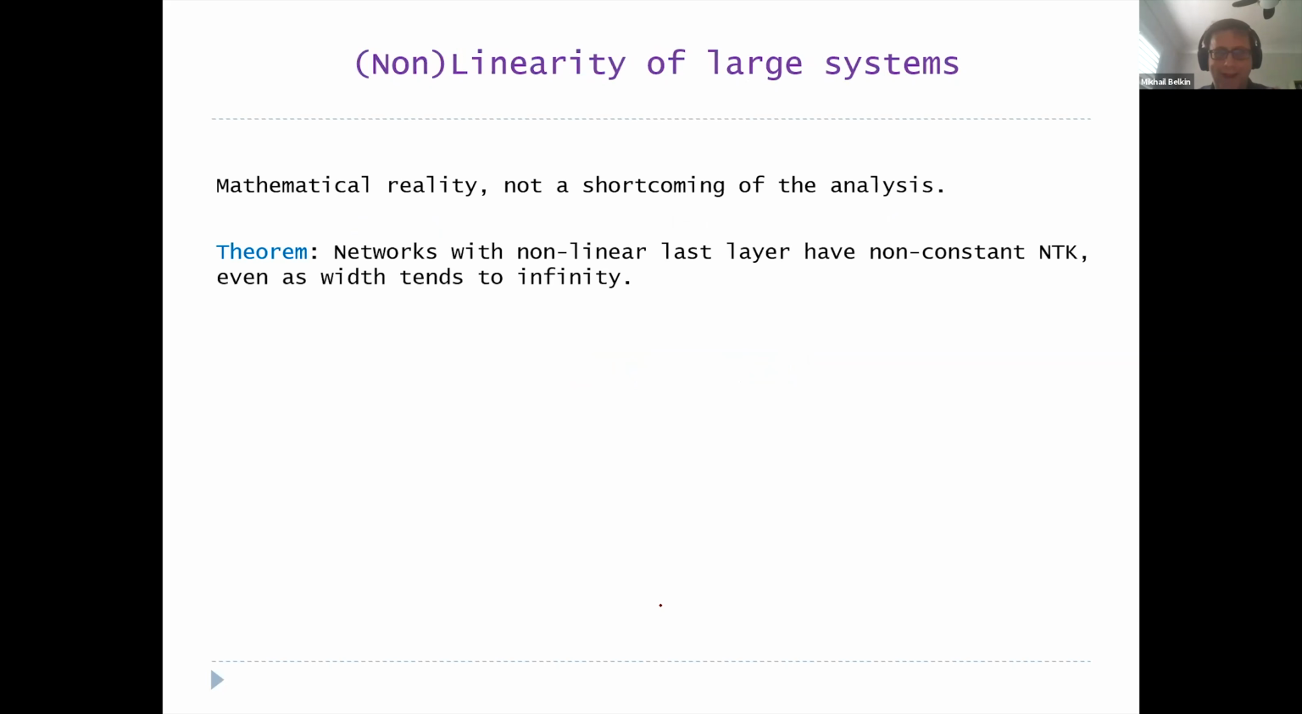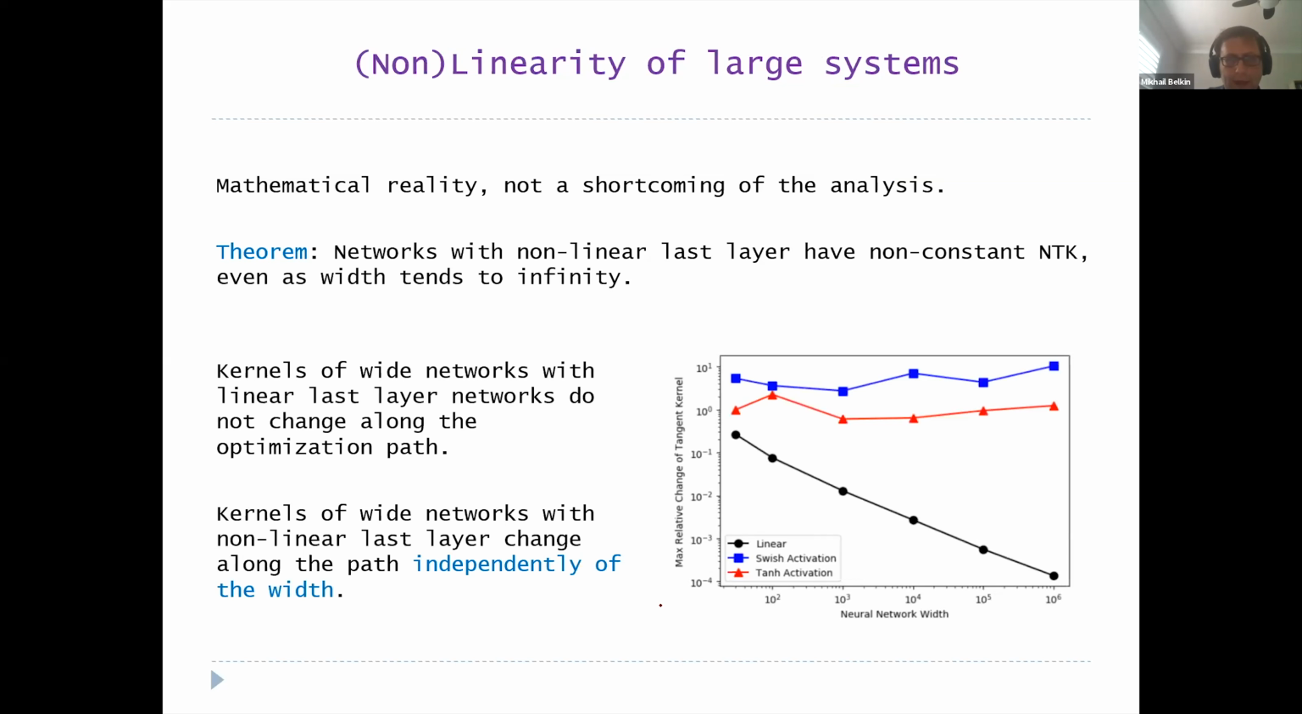Yeah, this is really a reality. This is not a shortcoming of analysis that somehow we didn't bound something correctly. Maybe this term still vanishes for some reason. No, actually, it doesn't happen. First, we can prove that networks with a nonlinear last layer have non-constant NTK even as the width goes to infinity. And second, I think we can just do it numerically to verify this. And here is what we're seeing here.